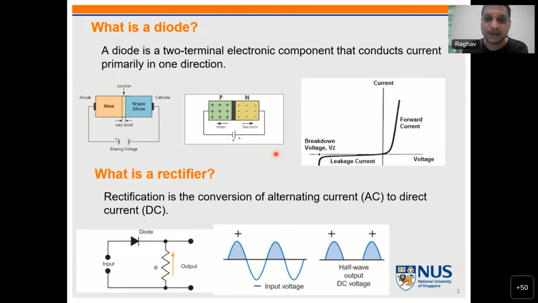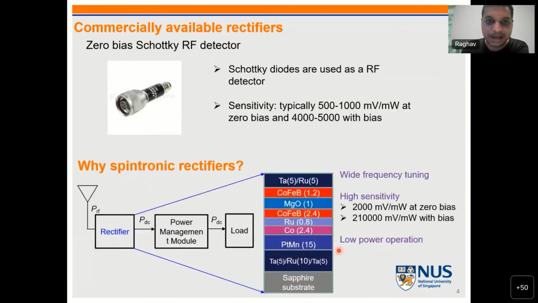Coming to my work, I'm mainly working on diodes, making rectifiers using spintronics or alternative materials. Typically a diode conducts in one direction, so if we apply an alternating signal to this diode, we get a DC voltage in one direction only. That is the typical diode and rectifier. Commercially available are Schottky RF detectors, which typically show 500 to 1000 millivolt per milliwatt sensitivity. If you apply a bias to these Schottky diodes, they can go up to 4000 to 5000 millivolt per milliwatt.